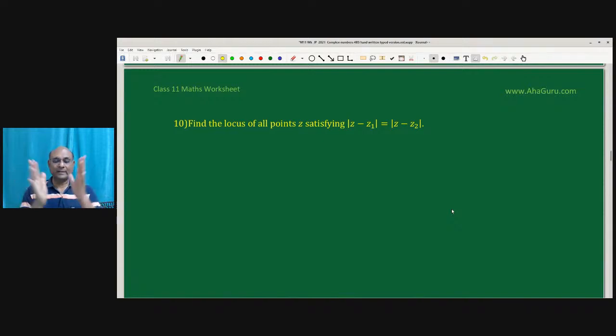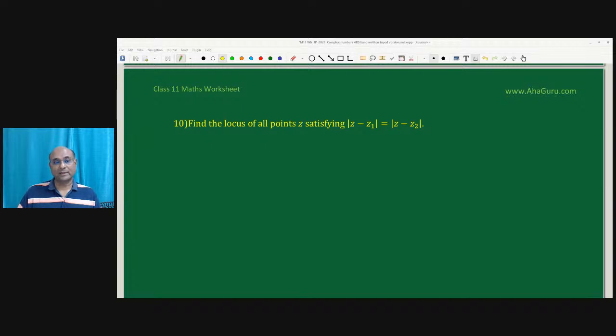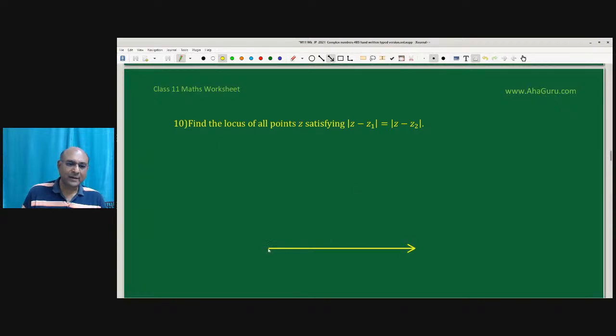10th question. Think about it and do. What do you think this means? 10th question. Shyam. Are modulus of Z1 plus Z2 and modulus of Z1 minus Z2 always perpendicular? Not necessary. Okay. So, for example, I'll show you why it's not necessary. I'm going to have a very large Z1 and a very small Z2. Then you will see that it is not perpendicular. I'll show it to you directly.